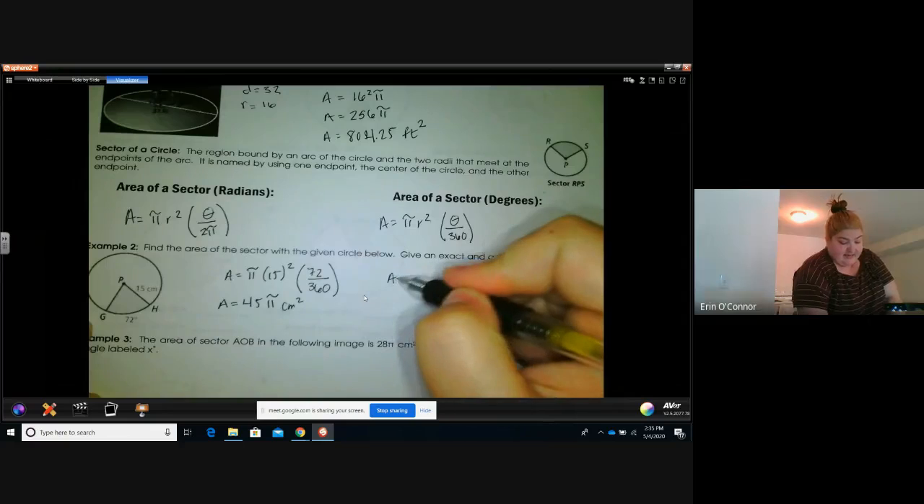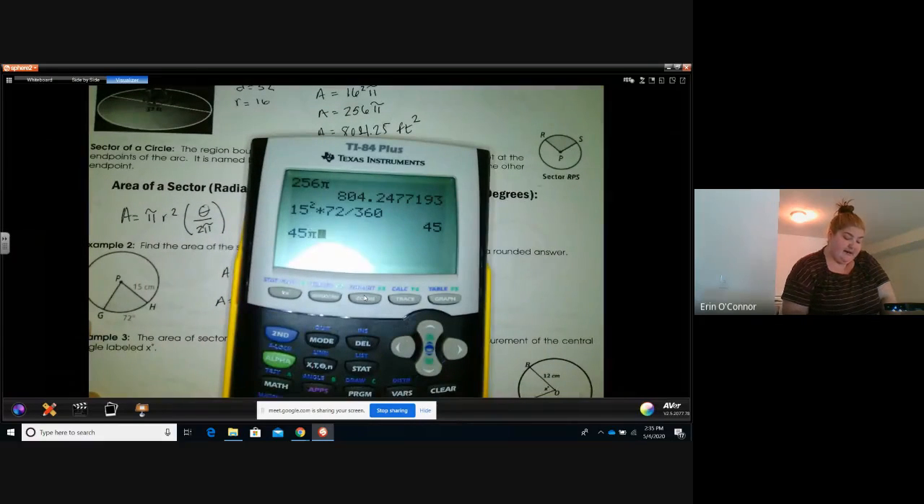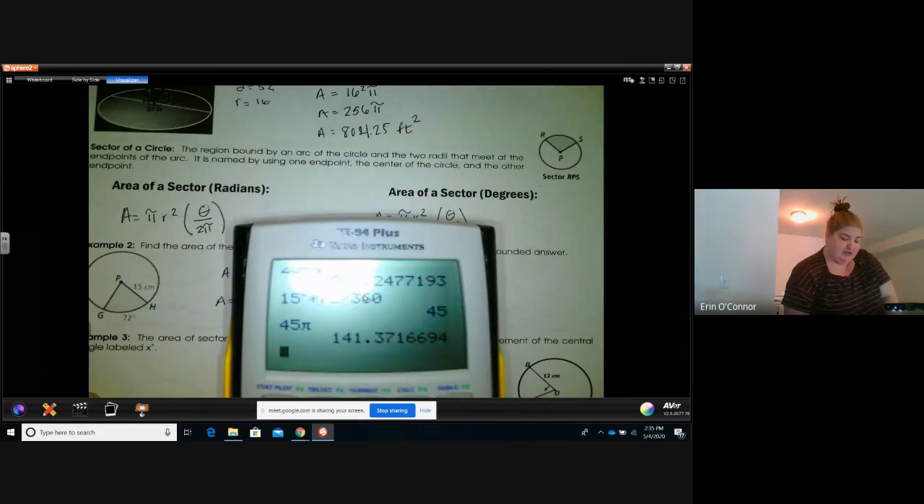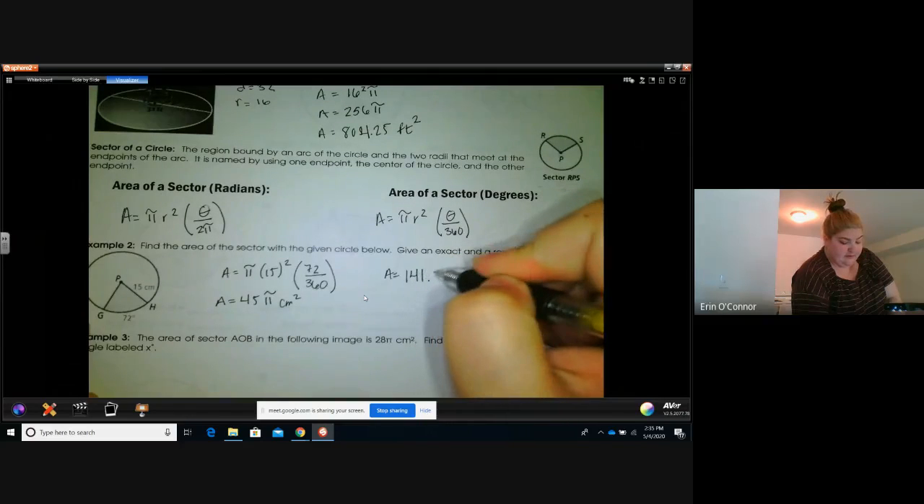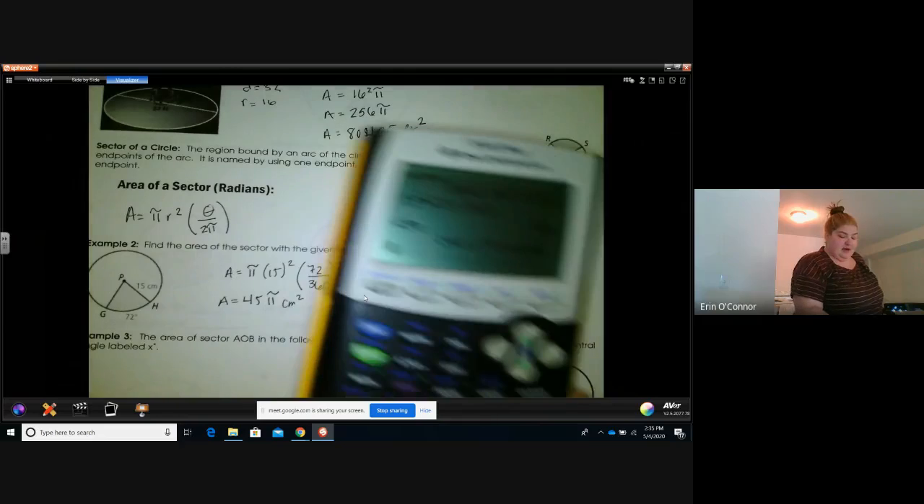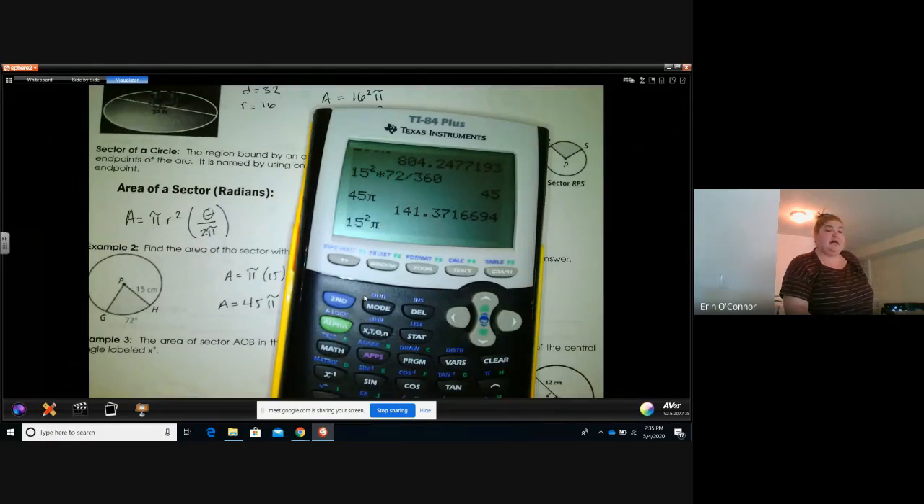But if I wanted a rounded answer, it would be 45 times pi, which is 141.37. We're going to round to the nearest hundredth. So 141.37 centimeters squared, which means this portion of the circle right here is 141.37 centimeters squared. That's the area. I'm going to double check this by doing 15 squared times pi. That would be the area of the whole circle, and it should be bigger. And it is. It is significantly bigger. So the area of the whole circle is bigger. Let's look at the next one.